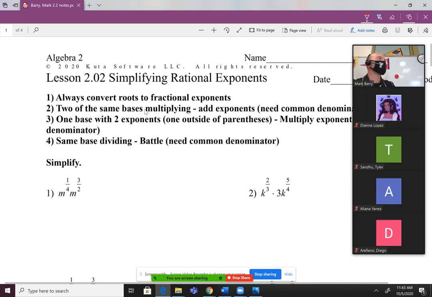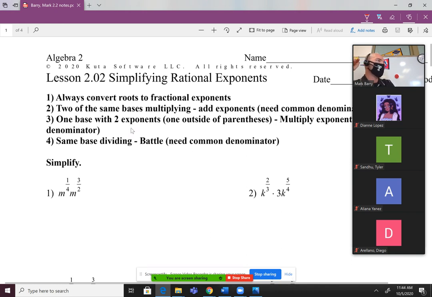Step two, if we have two of the same bases multiplying, just like we did before, we're going to add the exponents, okay? Add the exponents. Now, what's going to be trickier is that they're going to be fractions. We need to remember, when we add fractions, we need a common denominator, right? That's another big thing we talked about last week.